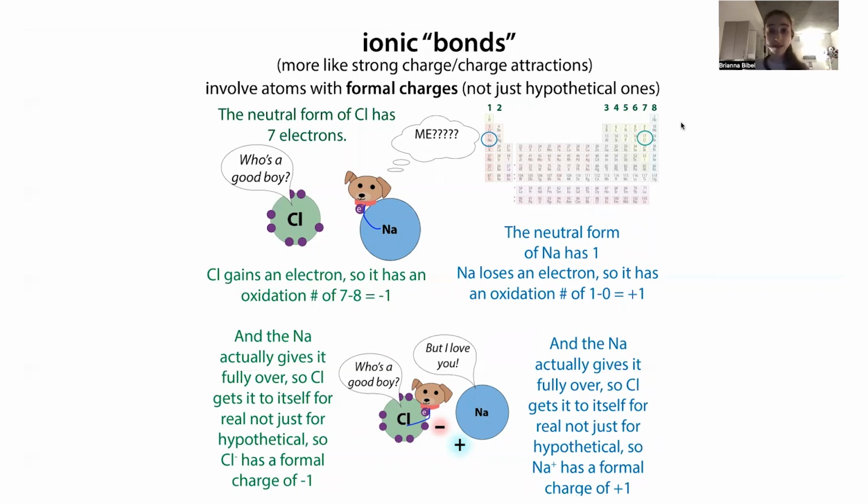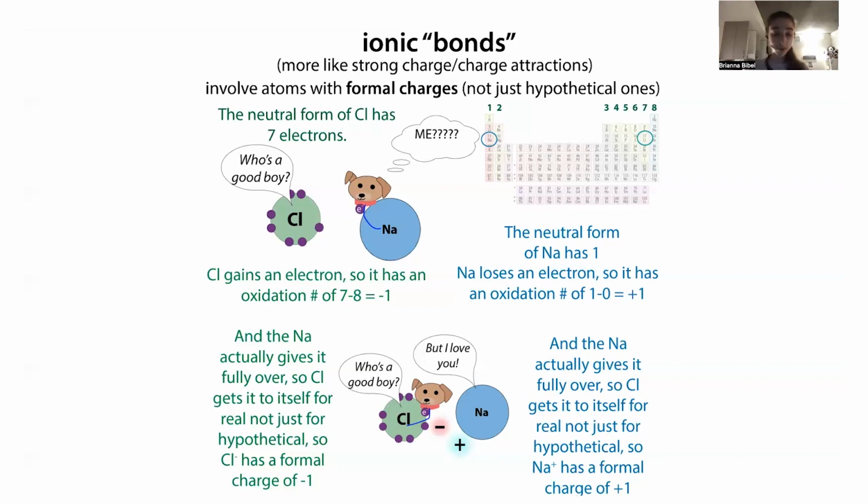When you have the elements, especially if you have one on the far left side and one close to the far right side, you can get these ionic bonds. Remember, these are atoms with formal charges, so they have an actual imbalance of protons and electrons. Because they have opposite charges, they're going to be attracted to one another, and we see this if we look at the formal charge.